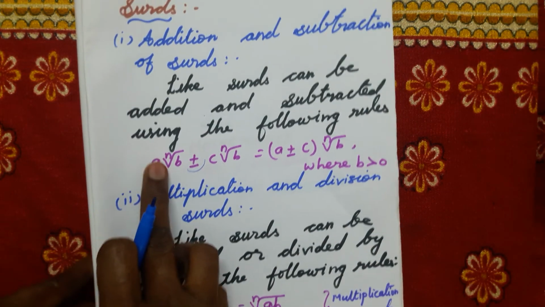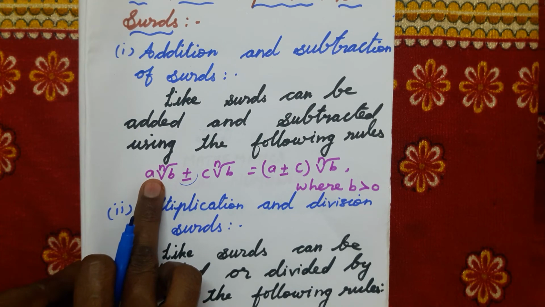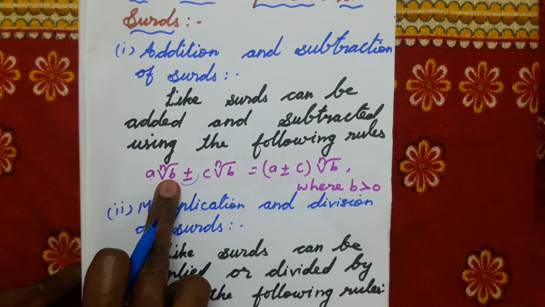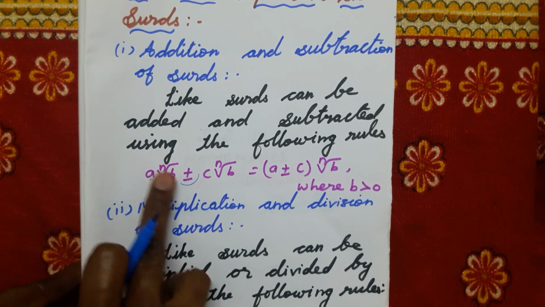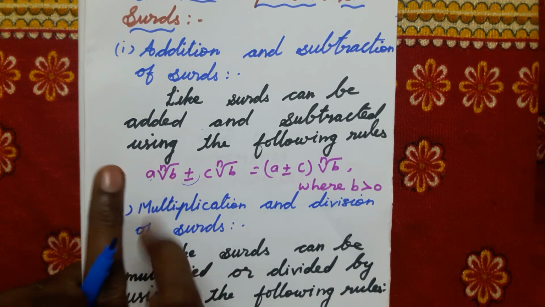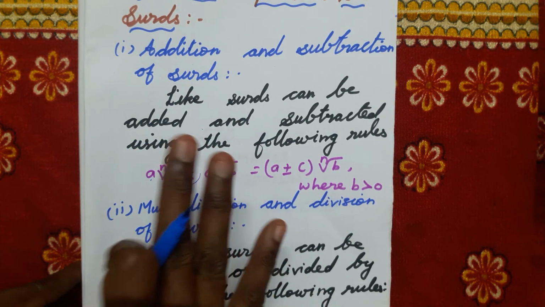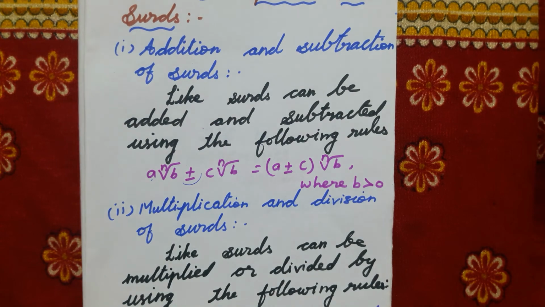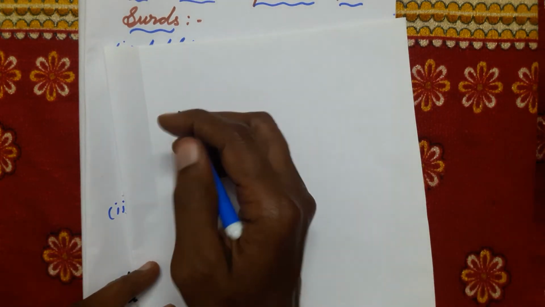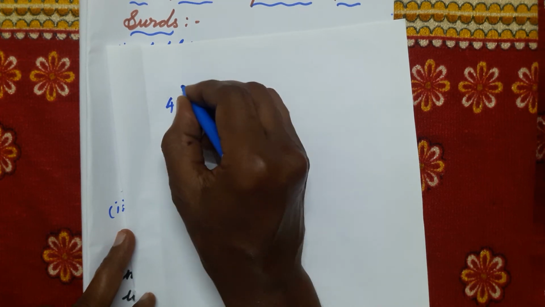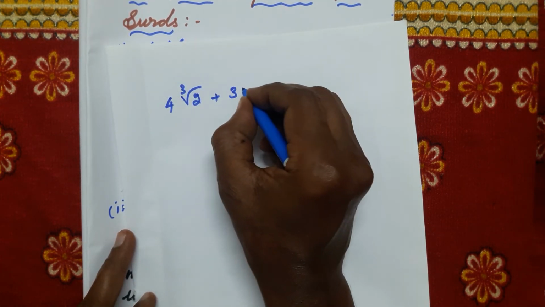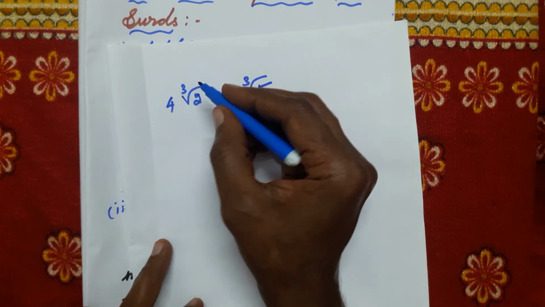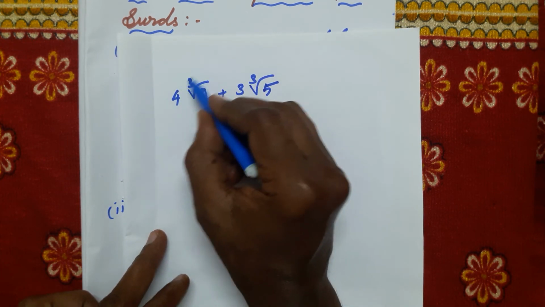In the addition, please listen here. In the addition, a into nth root of b: here the order as well as the radicand should be equal. We can add or subtract only when the order as well as radicand are the same. For one small example, 4 cube root of 2 plus 3 cube root of 5. We cannot add this one. Why? Both are like surds only.